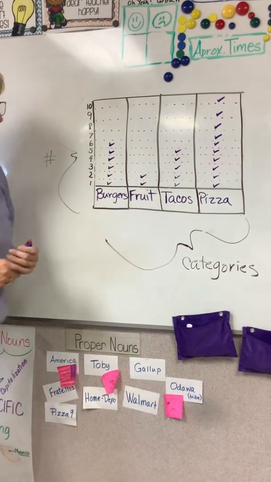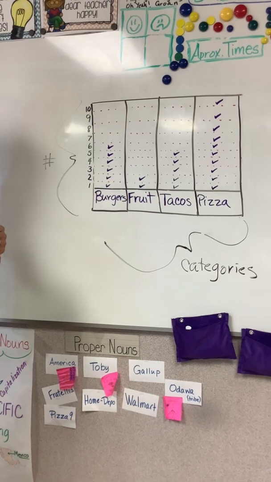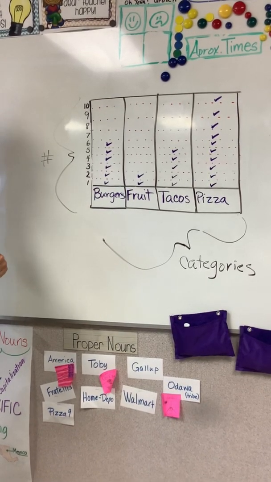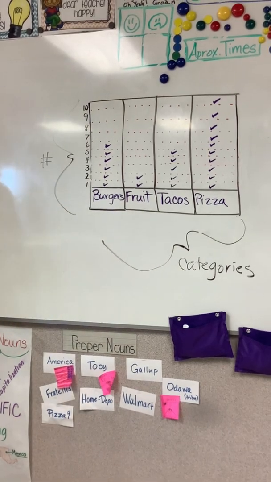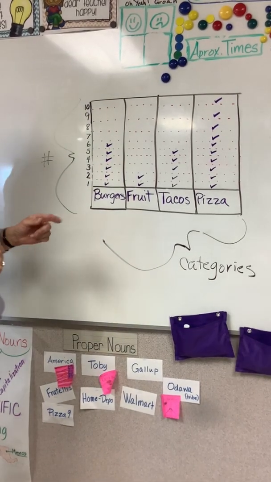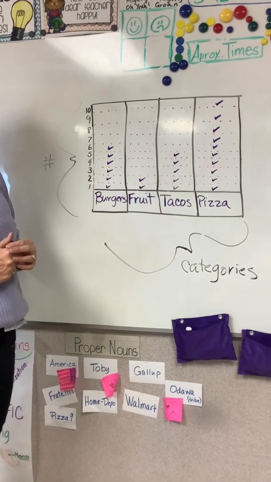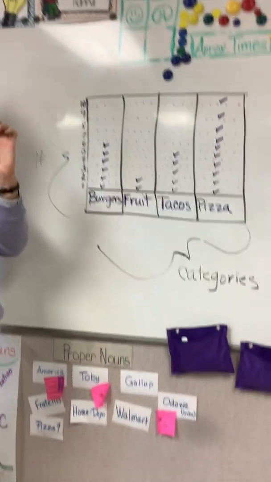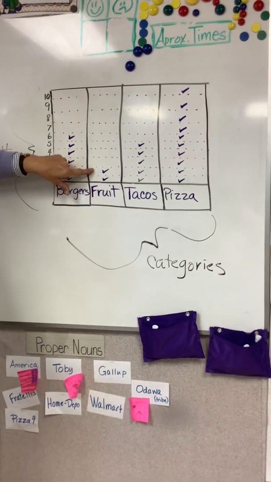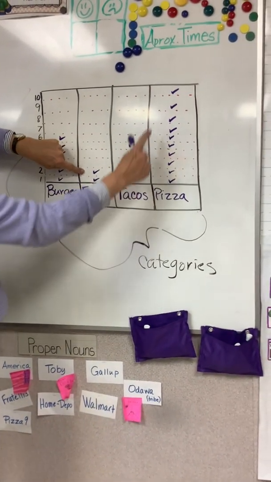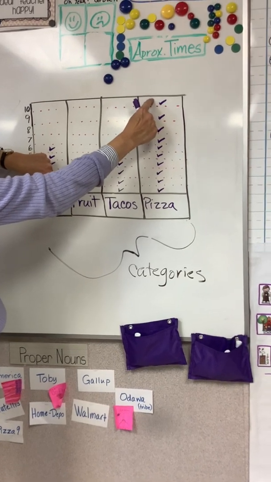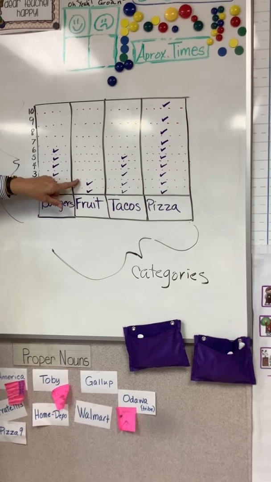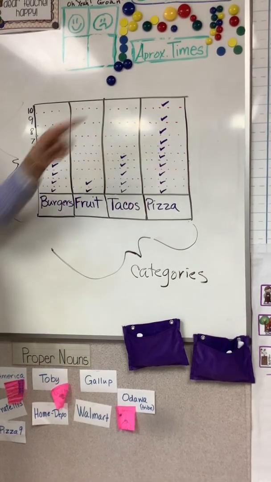What if I said, do fewer people like fruit than like pizza? What would you say, John Marie, if I said, do fewer people like fruit than pizza? Now, remember from the day before what fewer means? Less than. There's fewer people that like fruit than there are pizza, because look how many people like pizza. So you could say, yes, there are fewer people that like fruit than pizza.